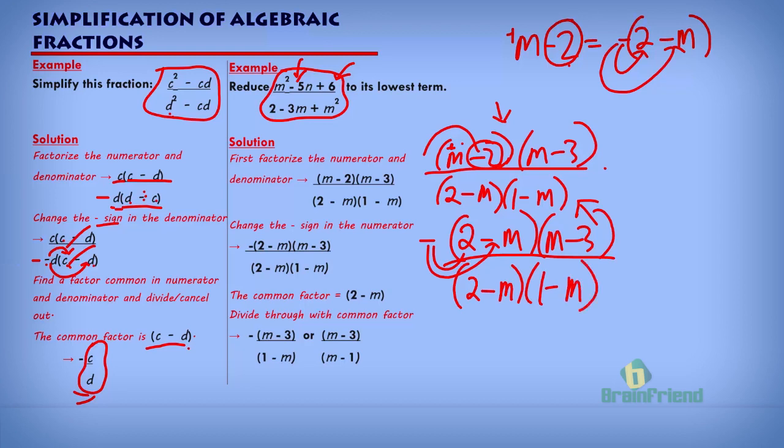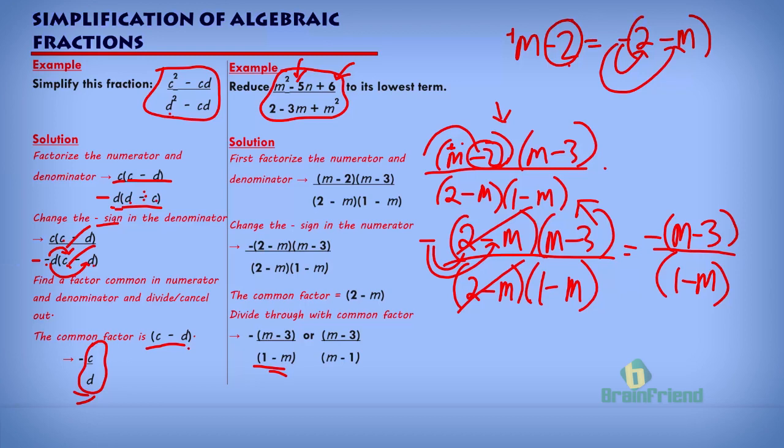So now we have been able to carve out common factors. Common factor here is 2 minus m, so we cancel 2 minus m out. Our negative sign remains, this remains, this remains. So we have this as minus m minus 3 all over 1 minus m, which we have there. But again, since we already know how to change signs, instead of leaving this in this form, you can also rewrite this in another form so that they look similar.